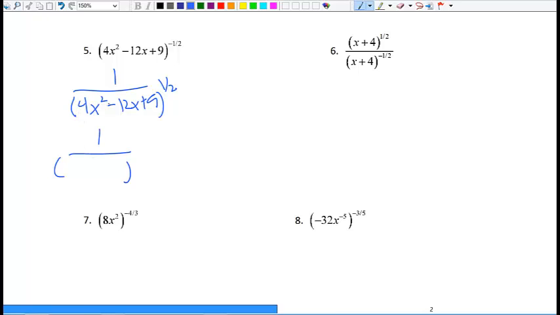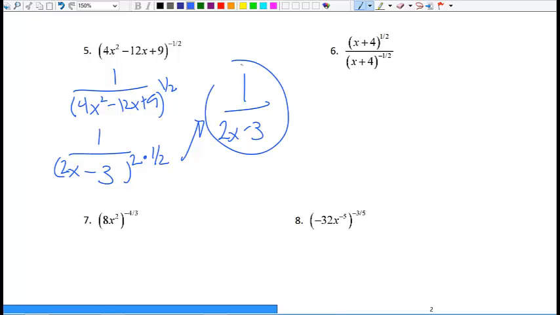And if we do that, hopefully we recognize this 4x squared minus 12x plus 9, that factors into (2x minus 3) squared, and then we're taking that to the 1/2 power. So the 2 and the 1/2 multiply to give you 1. So this is really 1 over 2x minus 3. So there was a clever factoring hidden in that exponent problem.